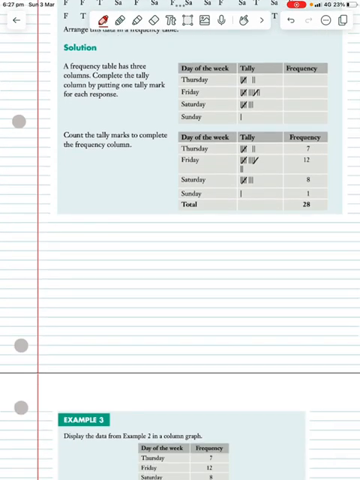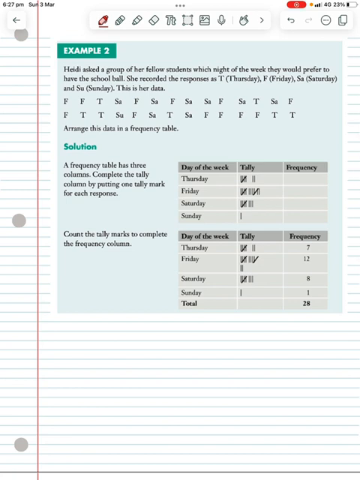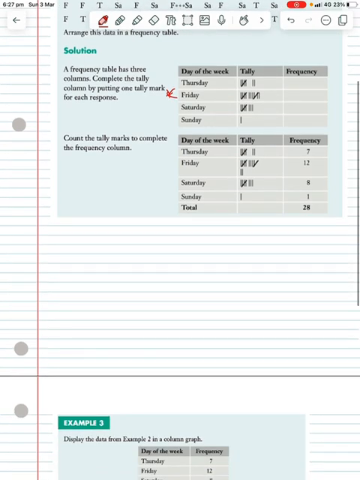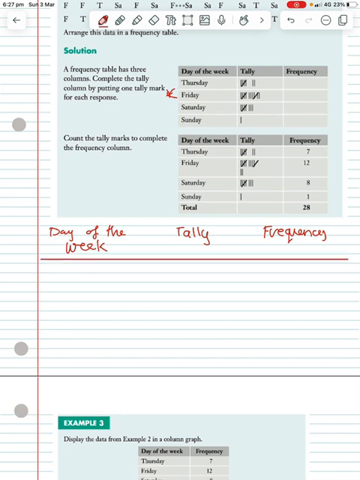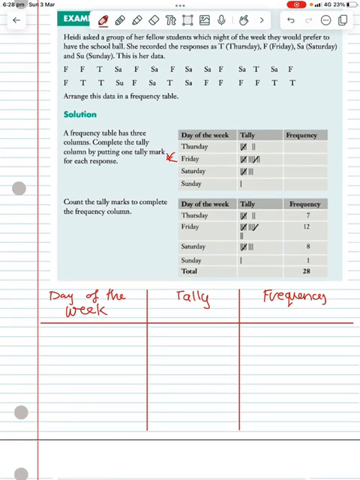Now, if Heidi was smart, she wouldn't have collected the data the way she did, and she would have created a table like this and tallied up as she went. So I'm going to write day of the week. Then I've got my tally, and then I've got my frequency. Your frequency is just your tally as a number. You can maybe already see from their worked example that seeing which day is most popular is a lot easier in a frequency table than writing a bunch of the letters.